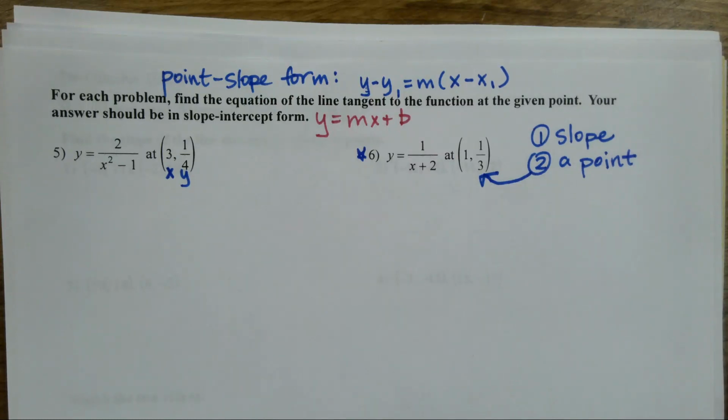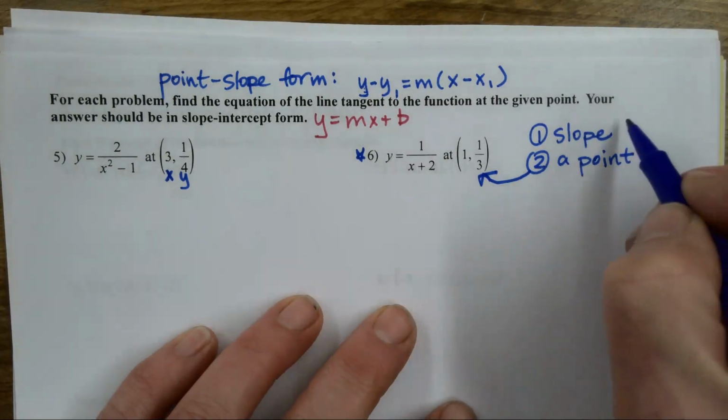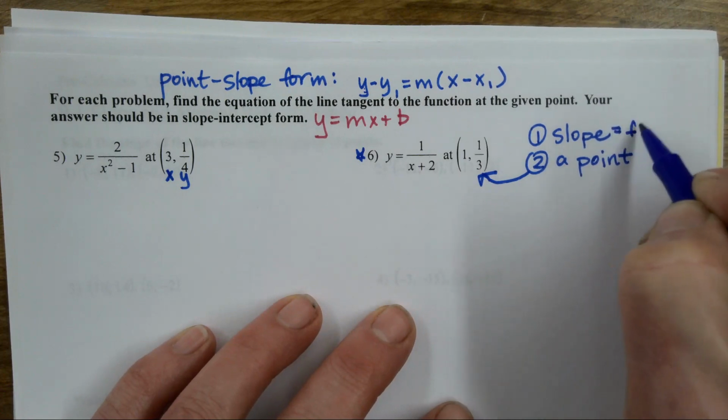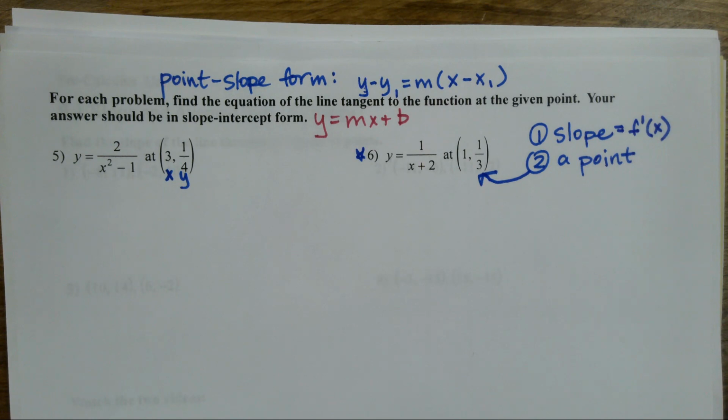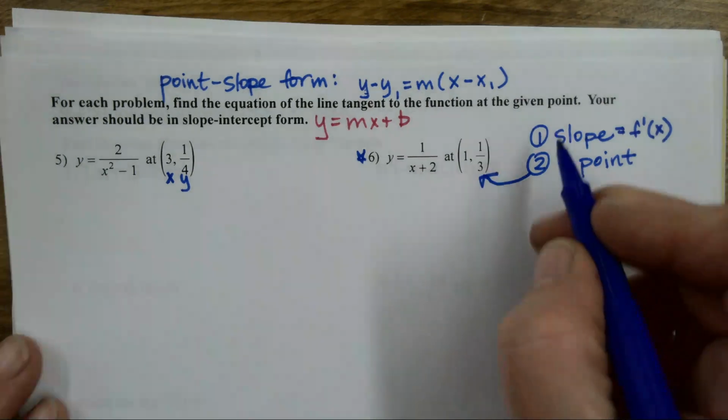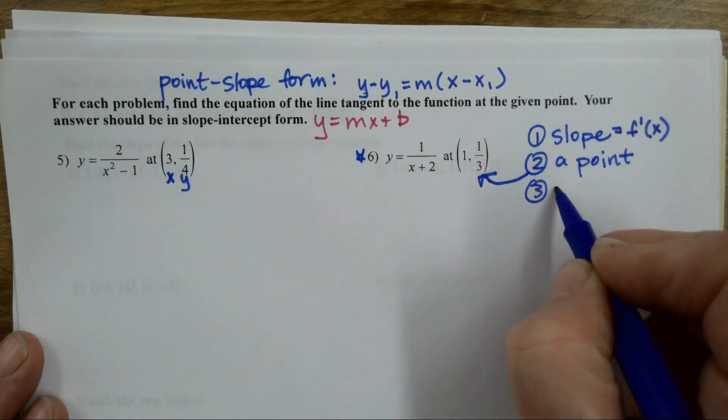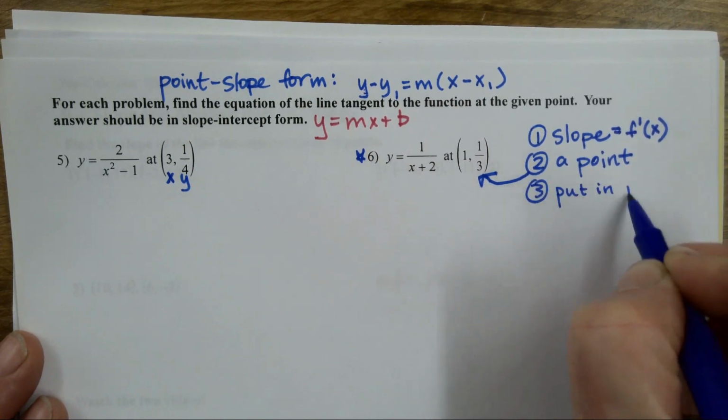Okay. The slope here is found by taking f prime of x. Okay? So, again, no different from what I've been doing. I'll find my first derivative. I'll plug x in. I'll get a slope. And then I'm going to put it into the point slope form. So that's my third step. Put in point slope form.